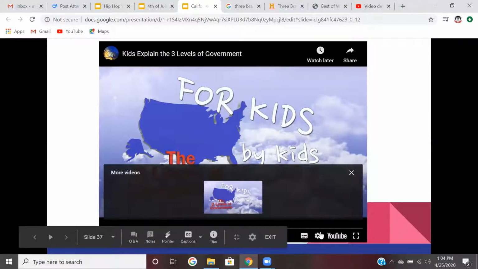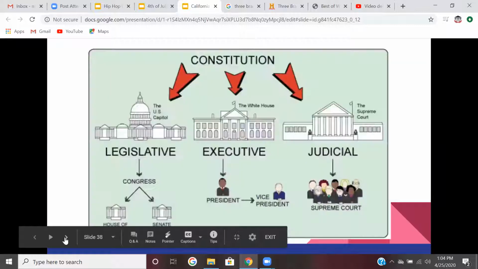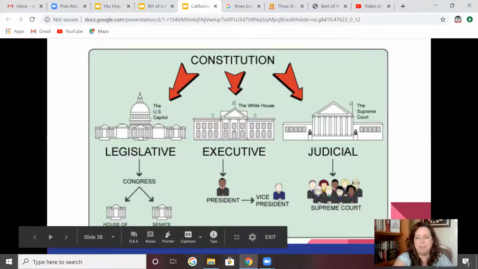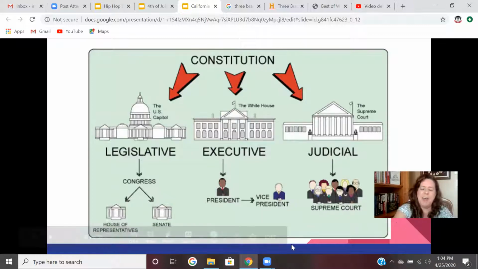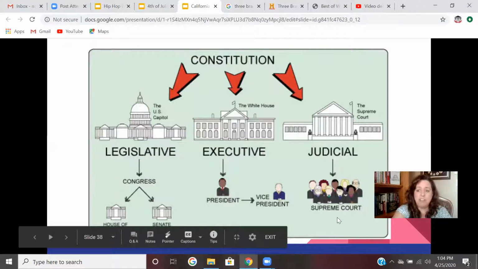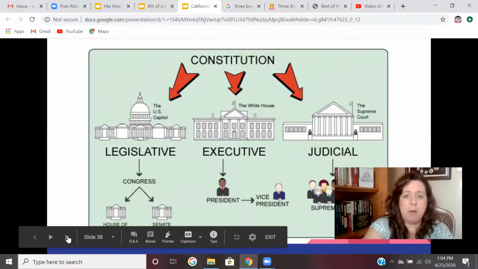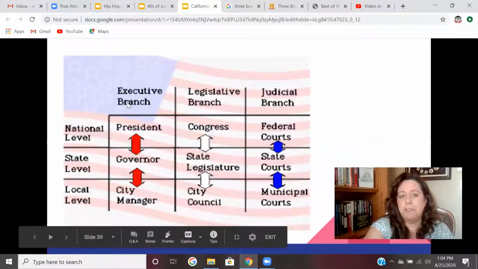Okay, so that gave you just a little bit of an idea of how the three branches also have three levels. So that's where it gets complicated. I think that video did a really good job trying to explain it, make it nice and simple for you. So we're going to talk about the three levels. So we have three branches, executive, legislative, and judicial.